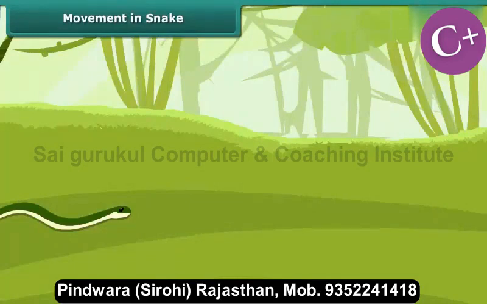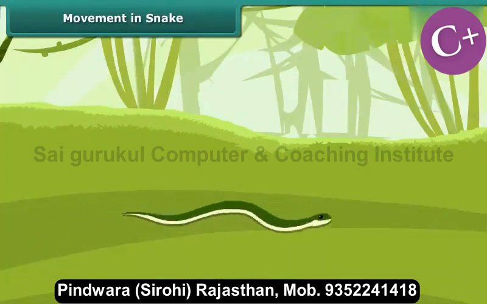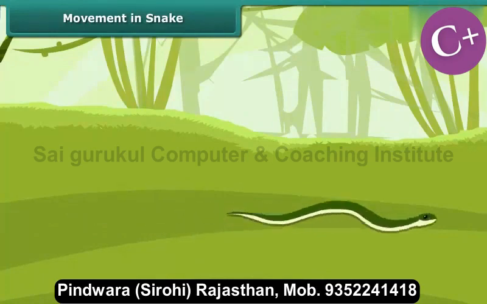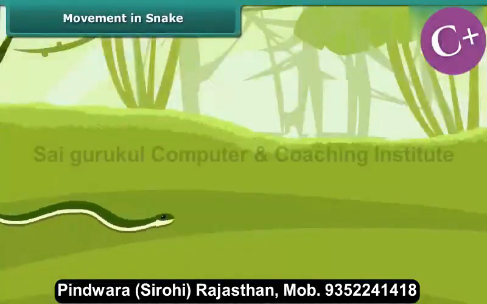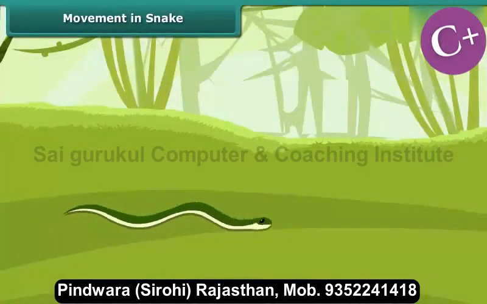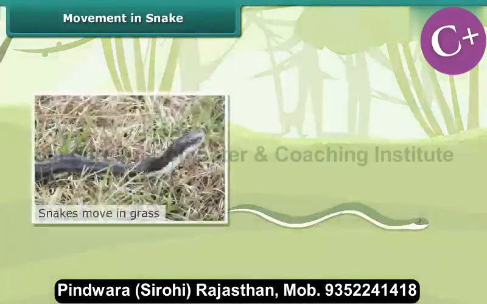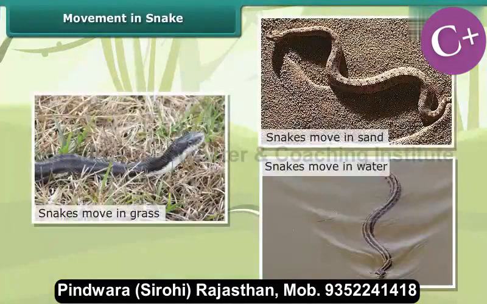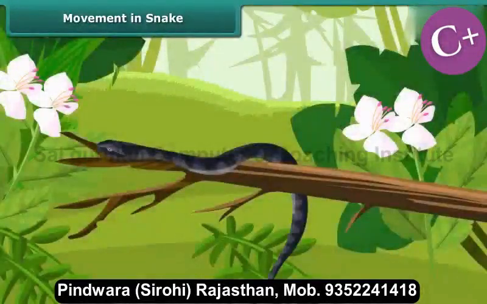Movement in snakes. Snakes move in S-shaped loops and in a zigzag manner. They cannot move in a straight line. They have difficulty in moving on very smooth surfaces. Snakes have a long backbone and many interconnected muscles that help them to slither. Snakes can move in grass, sand and water. Snakes do not have arms or legs, but even then they can climb trees.